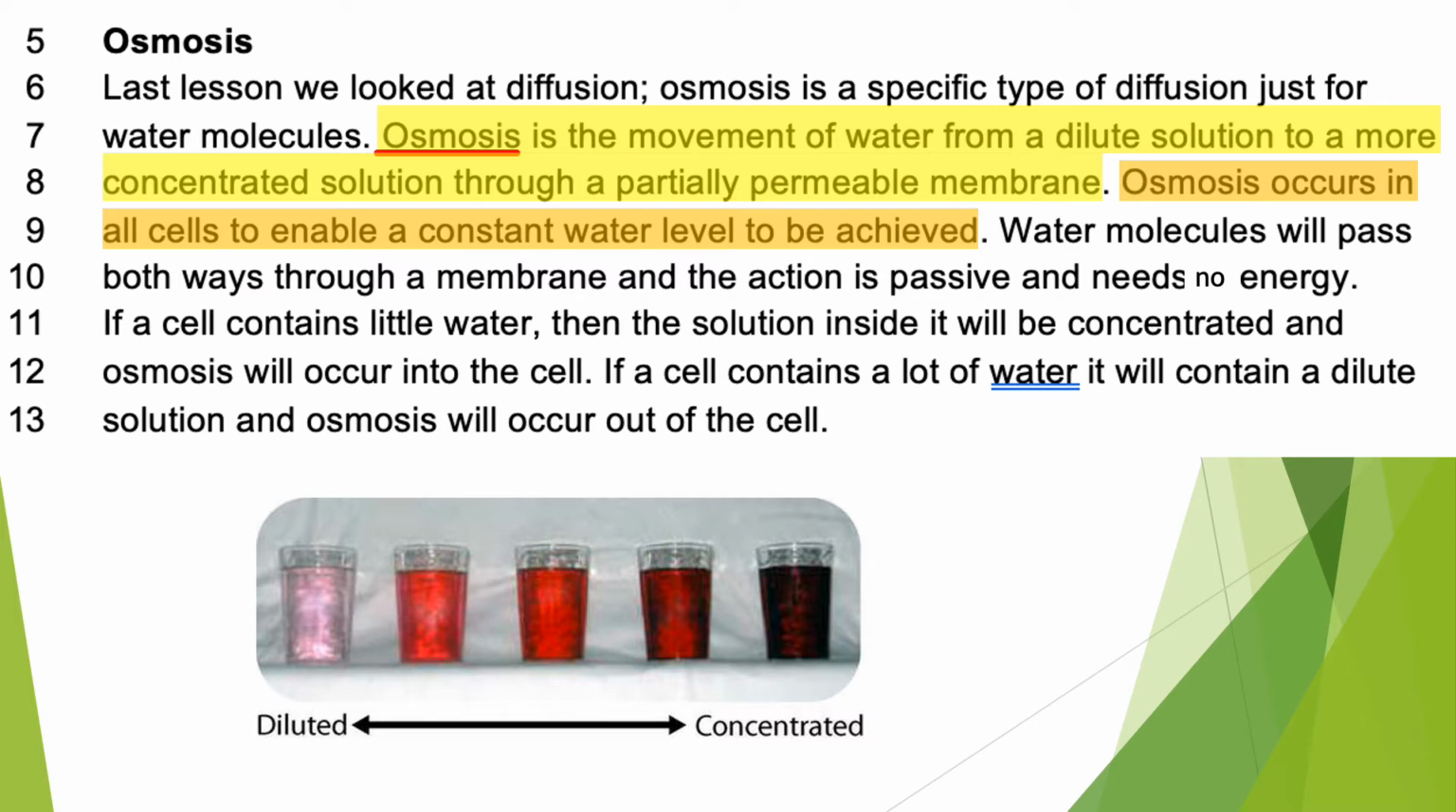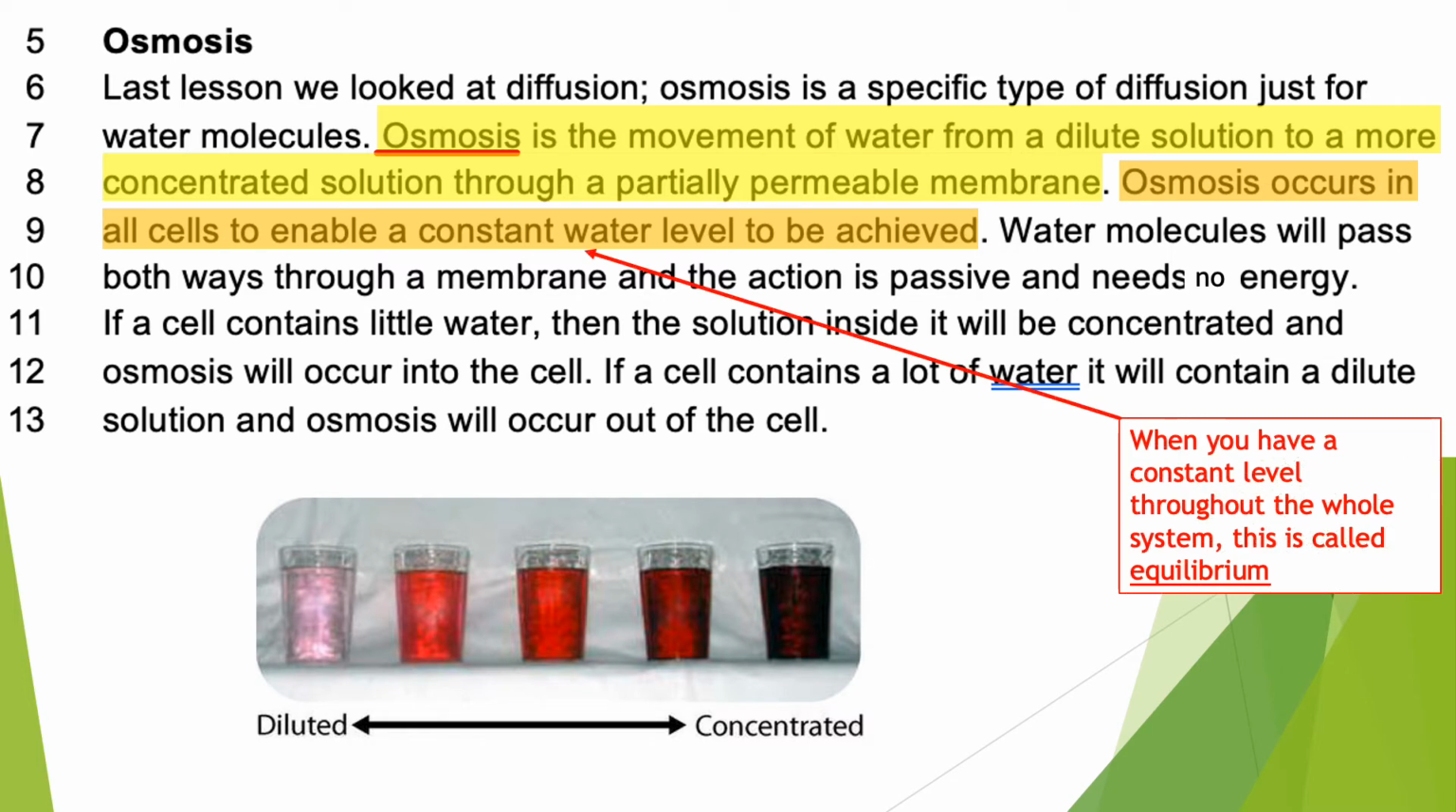if you want a constant water level, that means everywhere in the cell has to have the same water content. So if one half of the cell has 50% water content and the other side has 90% water content, then you have to change the amount of water that's on both sides so that everywhere is the same. And there's a term for this, a term that you've heard before, and that term is equilibrium. So when you have a constant level throughout the whole system, and the system we're talking about is the cell right now, this is called equilibrium.